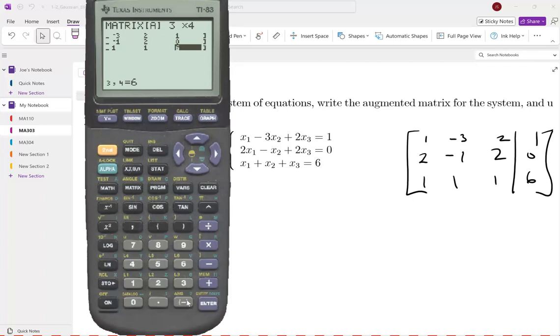Now we'll exit. Once you get that typed in, we'll exit out so that we can start using this to do operations with. So I'll do second quit to get out of there. I'll go back in again to my matrix menu so I can go grab the command. Again, if we want to put this in reduced row echelon form, I need to go get that command, scroll over to the math menu.